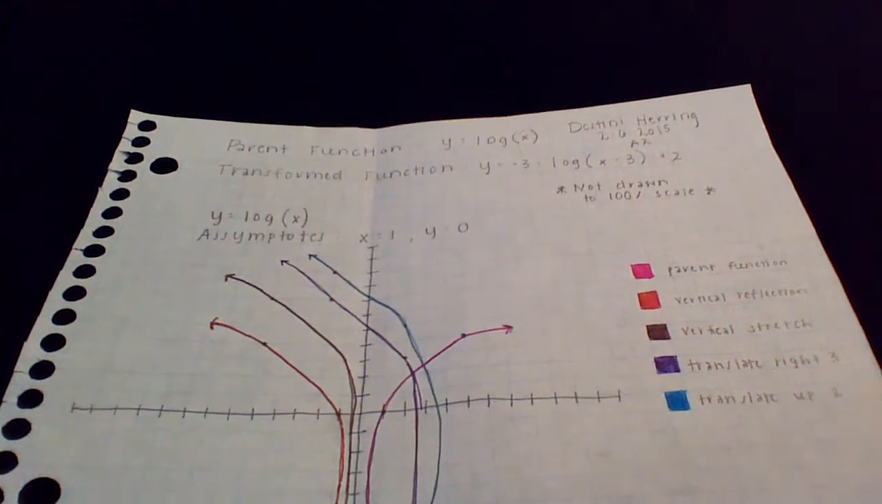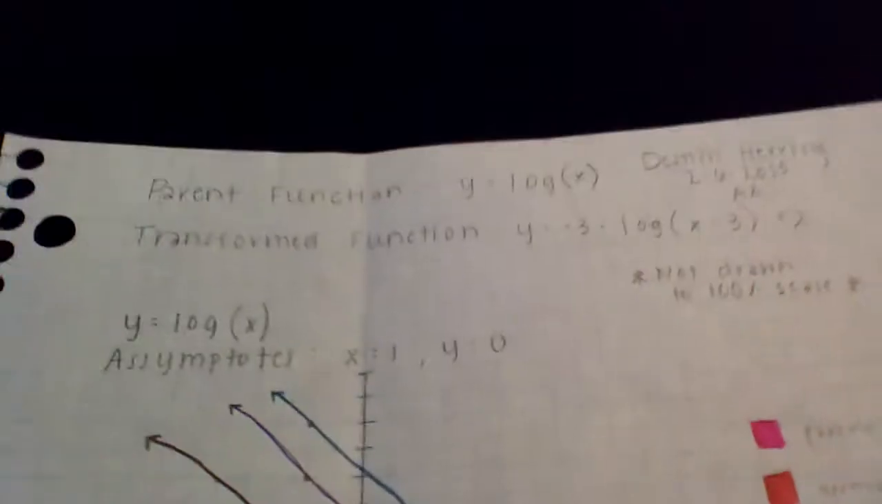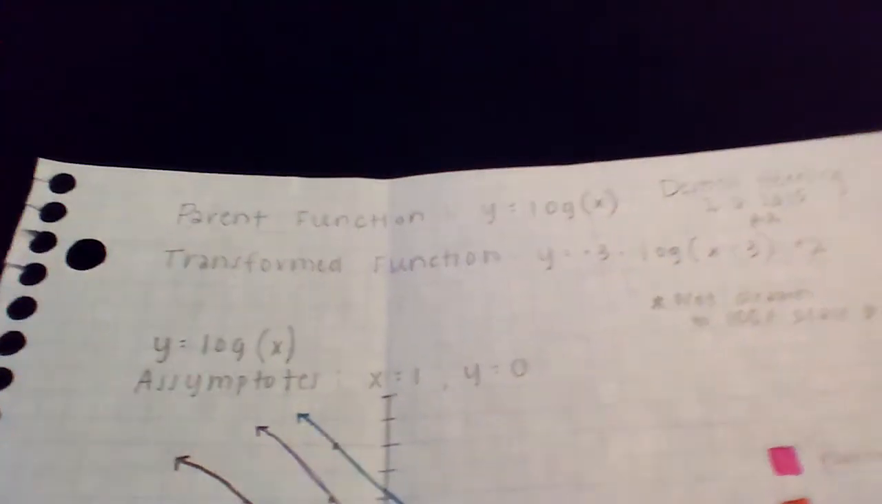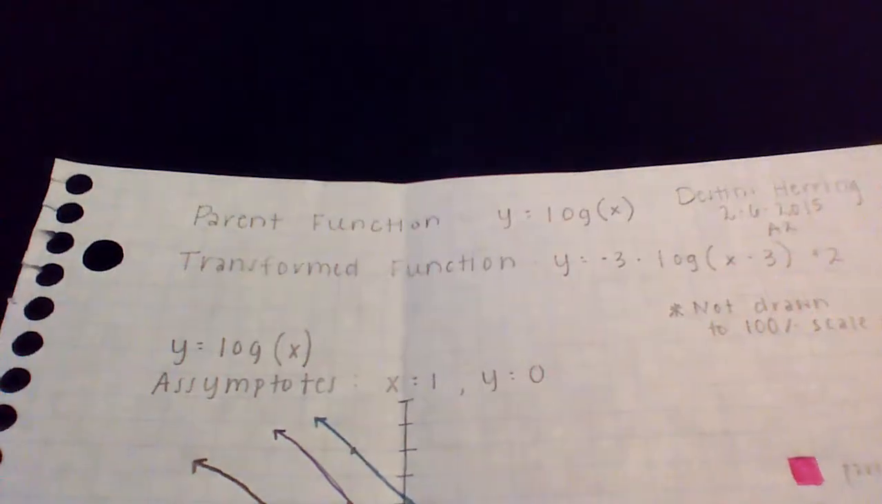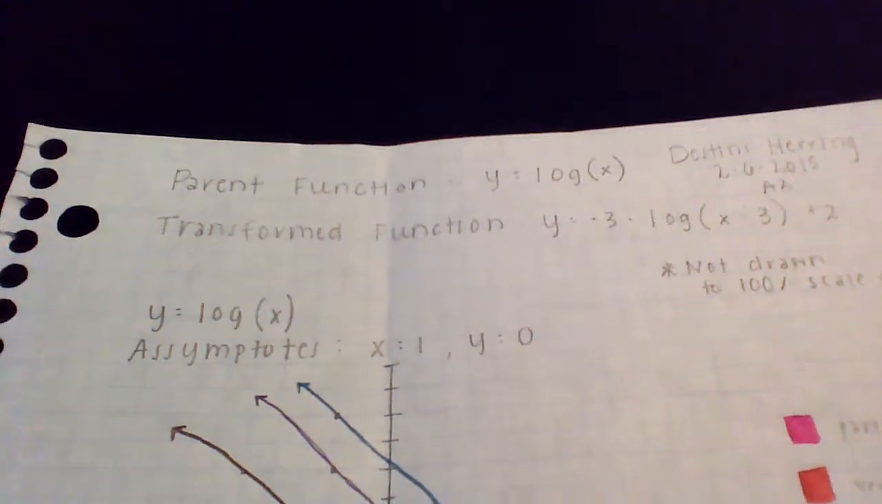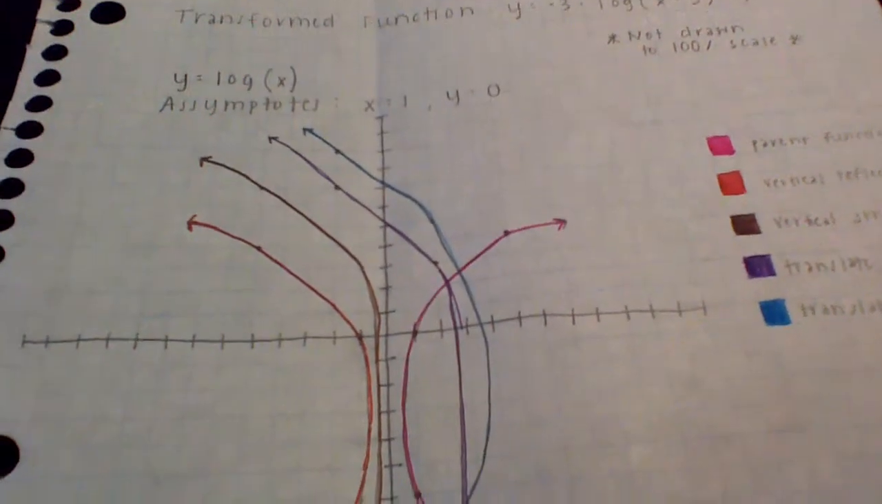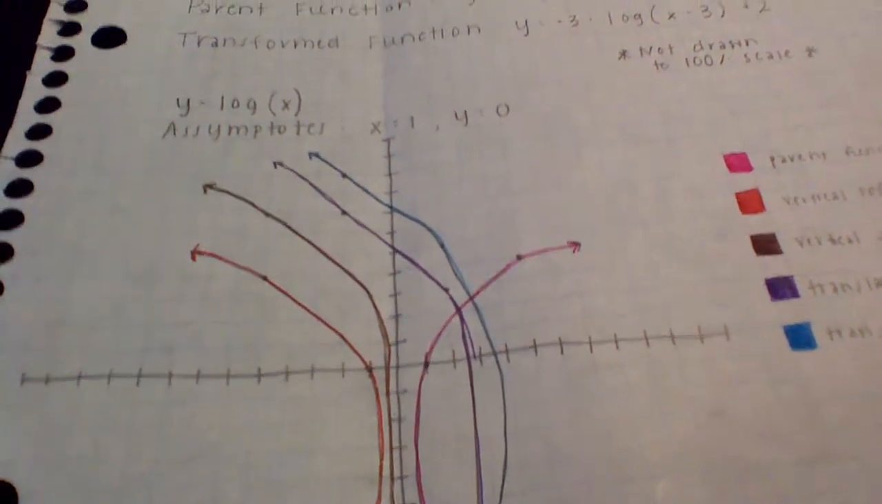You assigned us a parent function, and my parent function was y equals log of x. I decided that my transform function was going to be y equals a vertical reflection followed by a vertical stretch of 3, right 3, and up 2. This graph is actually not drawn to 100% scale, but it did the trick, I guess you could say.